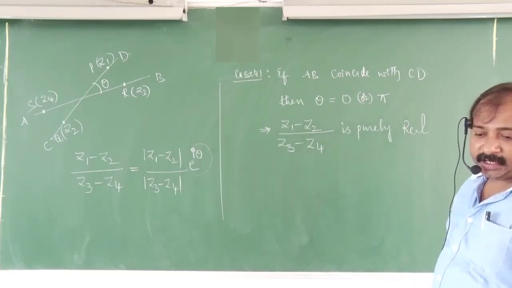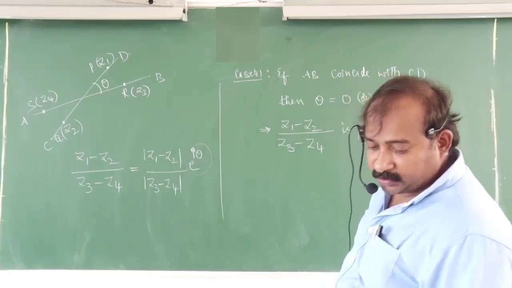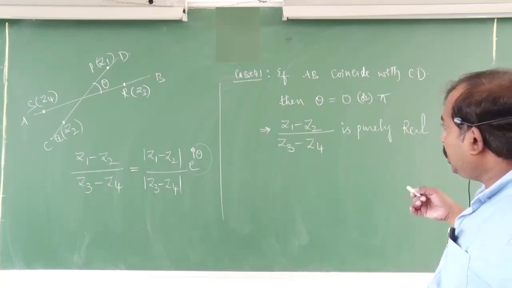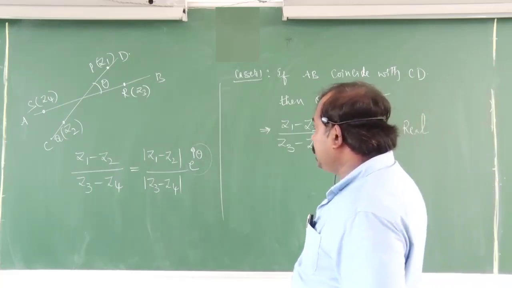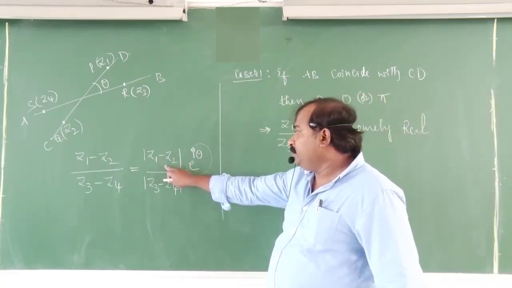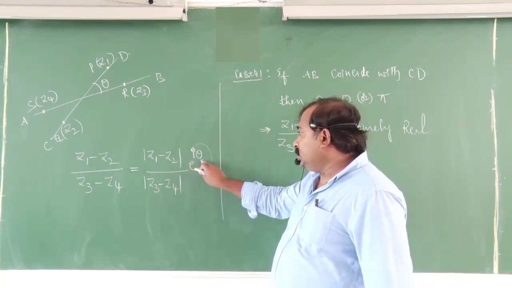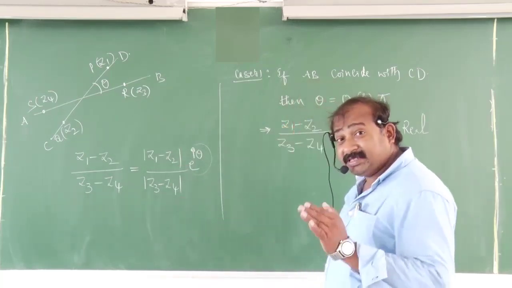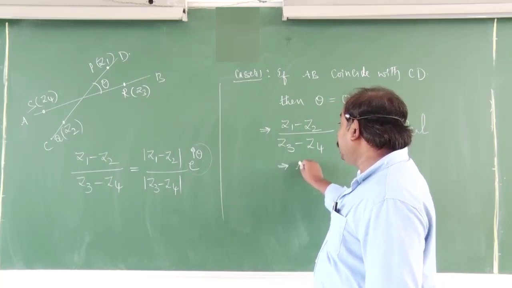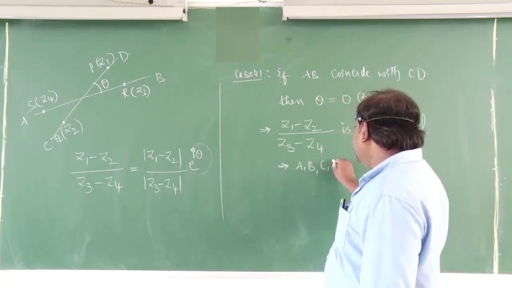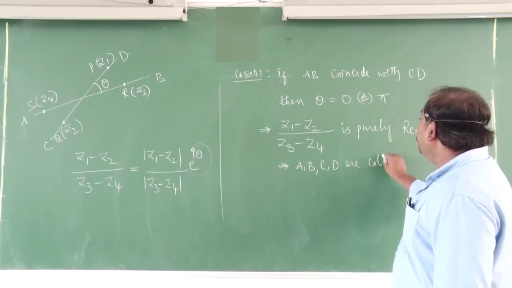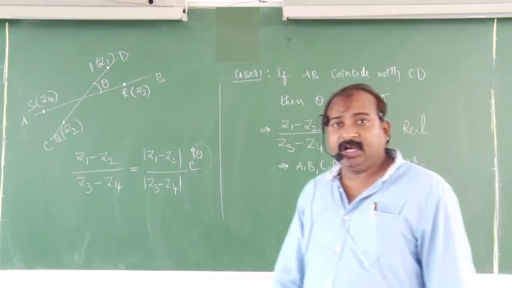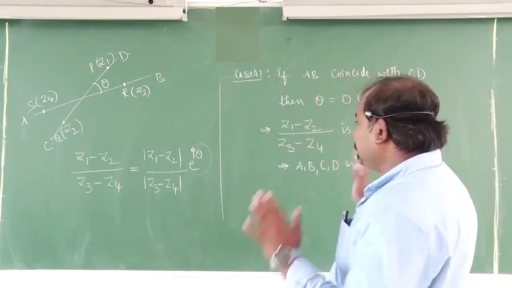This is a very, very important point. Here this is the point they have given. If this happens, that is purely real. Purely real means modulus is a real value, this is also a real value, theta equal to 0, so all these are real numbers. So you will get the real. How are A, B, C, D related? That implies we can conclude that A, B, C, D are collinear. Collinear. That's it. This is the first case.